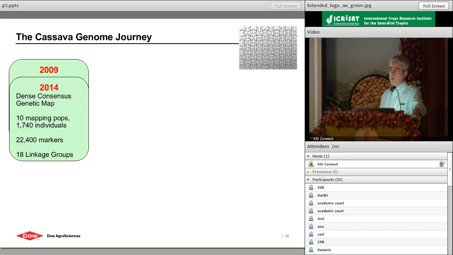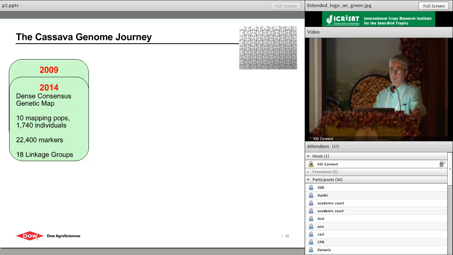So we polled the community, and we found 10 collaborators who had mapping populations that were willing to donate to a consortium that would put together a consensus map. We fully resequenced the parents of each of these populations, and we did GBS on the F1 individuals. And that gave us 1,700 individuals that we put into building individual maps and then a consensus map, which gave us then 22,000 markers and the right number of linkage groups compared to the chromosome number.